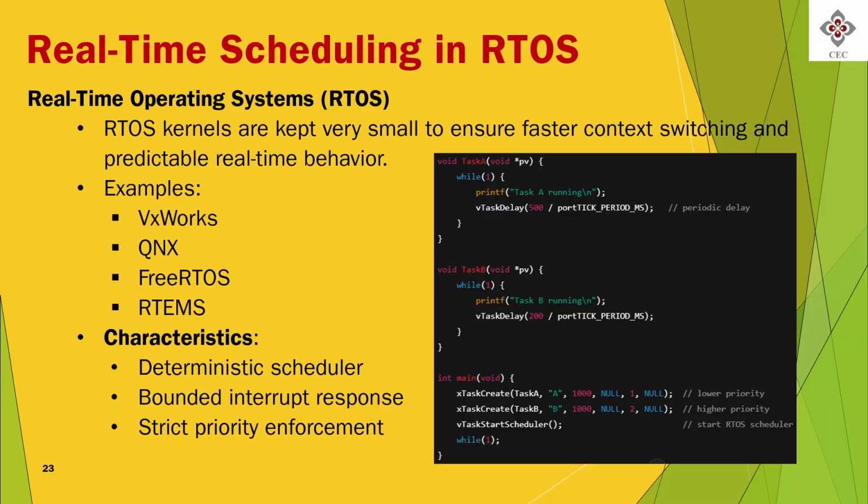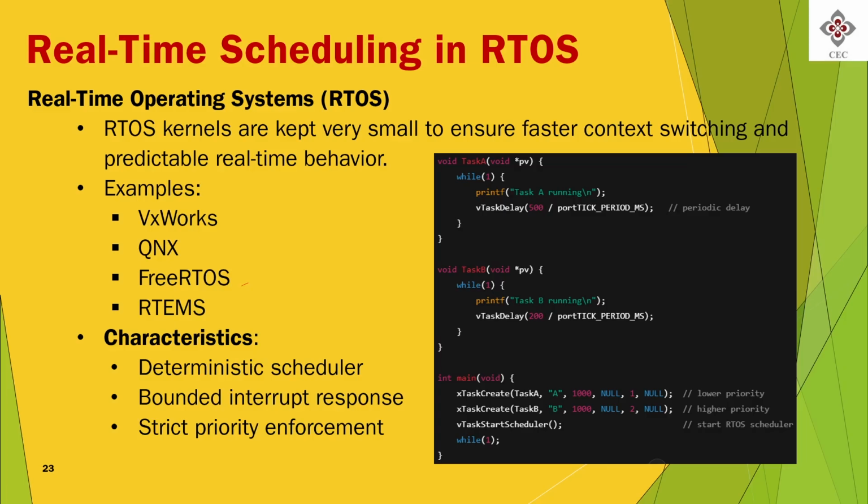If you look at real time scheduling in real time operating systems, which we run mainly in embedded systems, it has to ensure faster context switching and predictable real time behavior. There are various examples of RTOS. We have VxWorks. The example which we discussed, Pathfinder, uses VxWorks, and we have QNX, FreeRTOS, RTEMS. These are various examples of real time operating systems running in embedded systems.